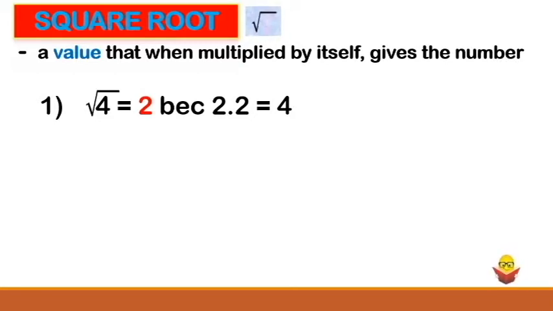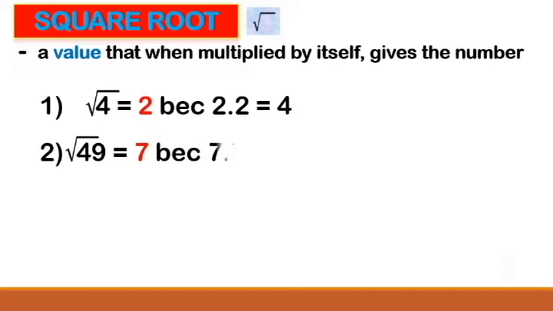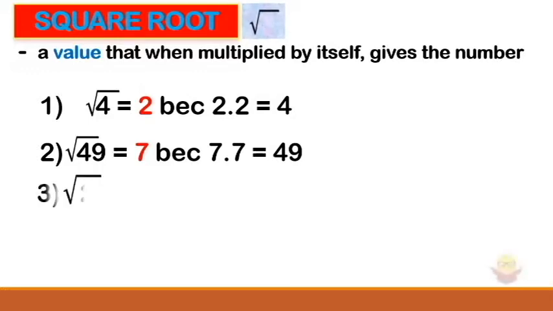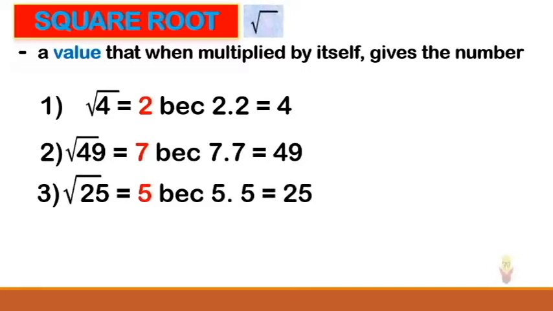Another example is the square root of 49. The answer is 7 because 7 times 7 is equal to 49. Another example is to get the square root of 25. The answer is 5 because 5 times 5 is equal to 25.